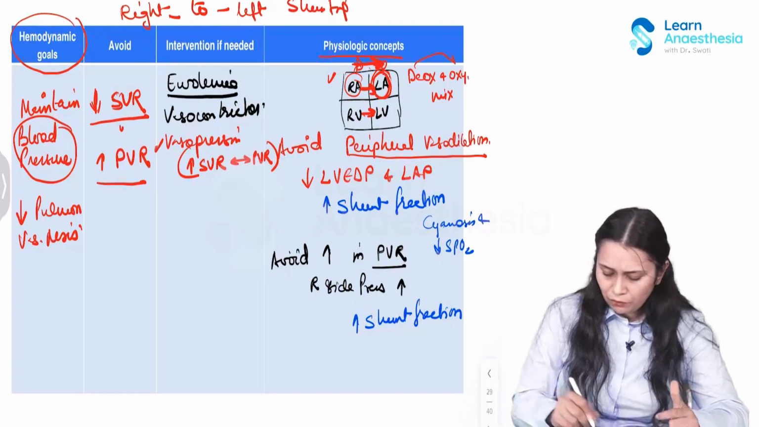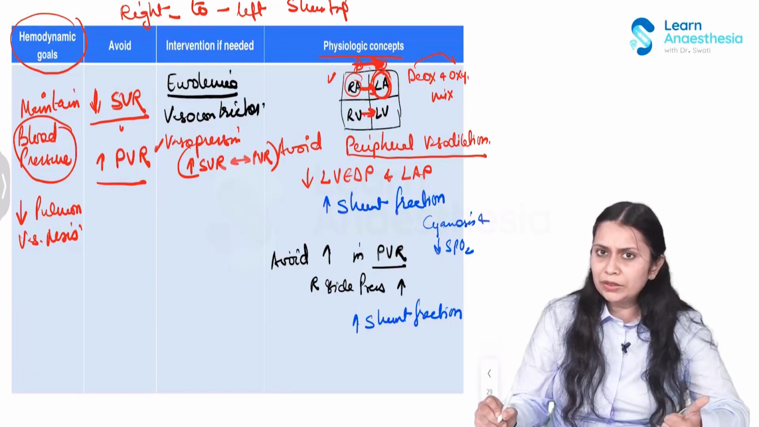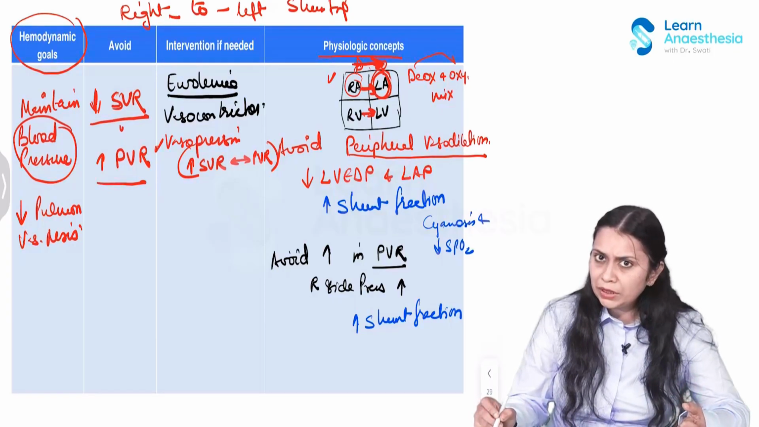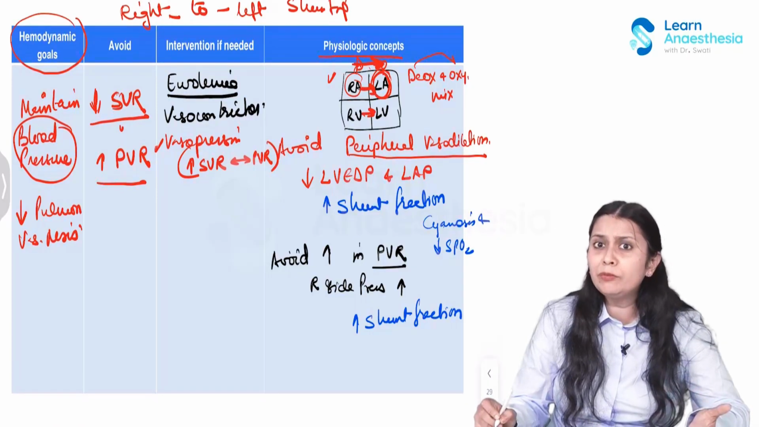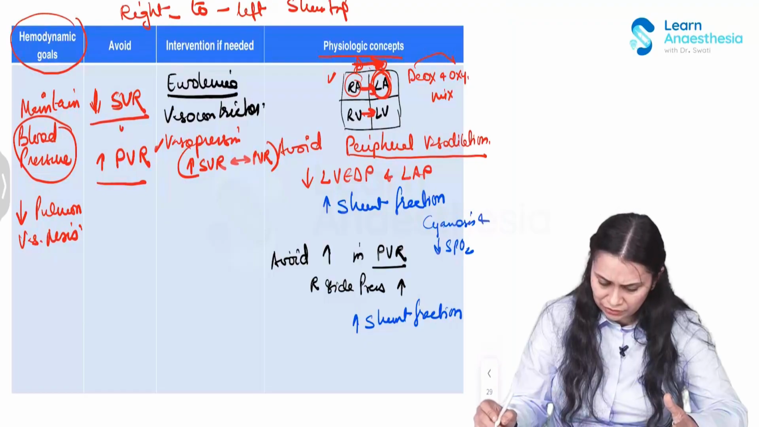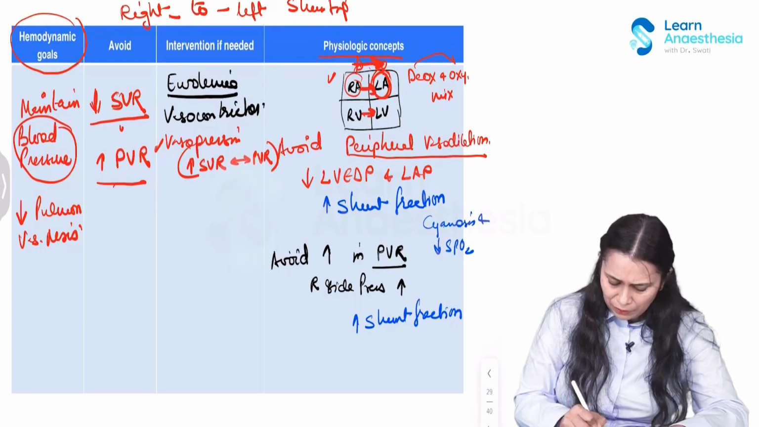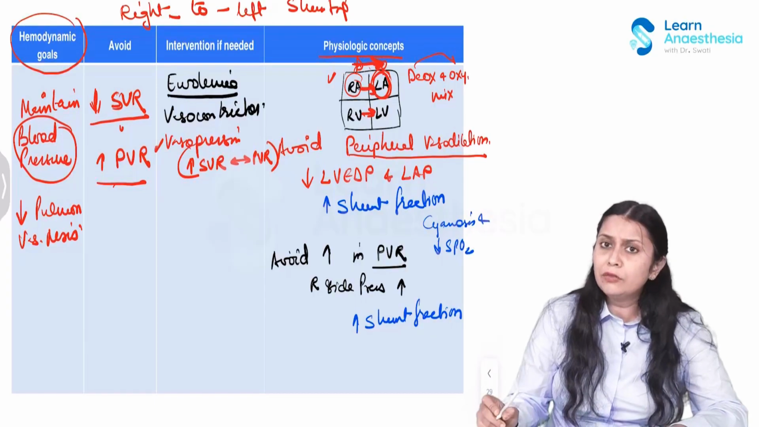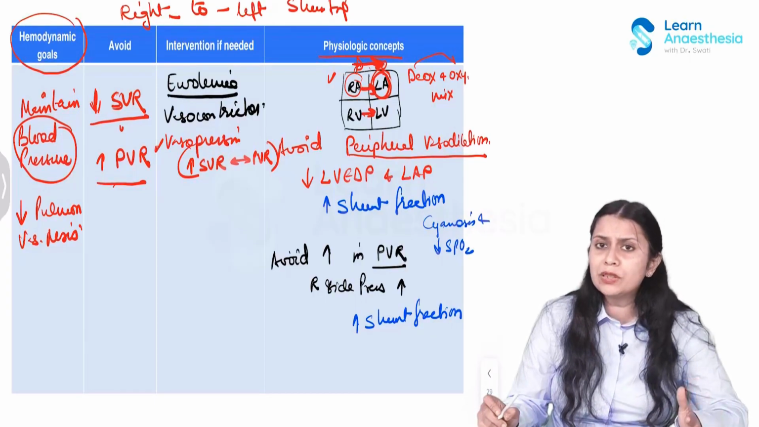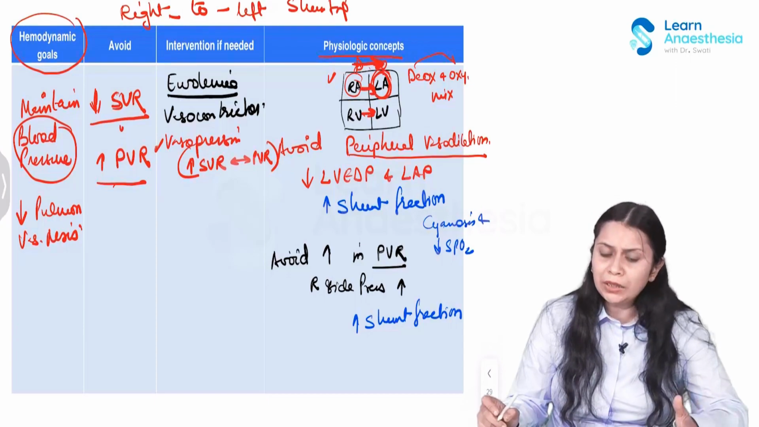So we have discussed that for right to left shunting, vasopressin would be the best vasopressor. For right to left shunting, we need to maintain the blood pressure of the patient and we need to decrease the pulmonary vascular resistance. Okay. Now to decrease the pulmonary vascular resistance and prevent an increase in pulmonary vascular resistance, we need to avoid hypoxia, hypercapnia, acidosis, hypothermia in the patient.